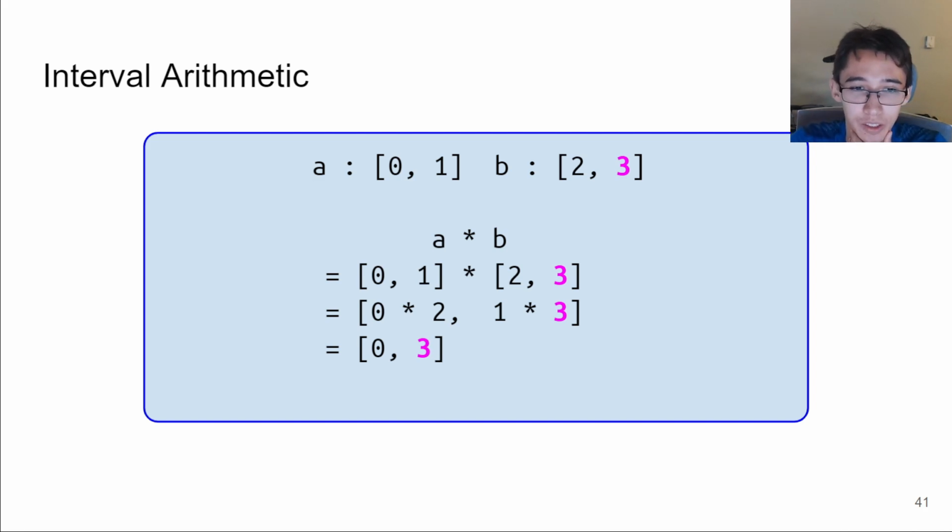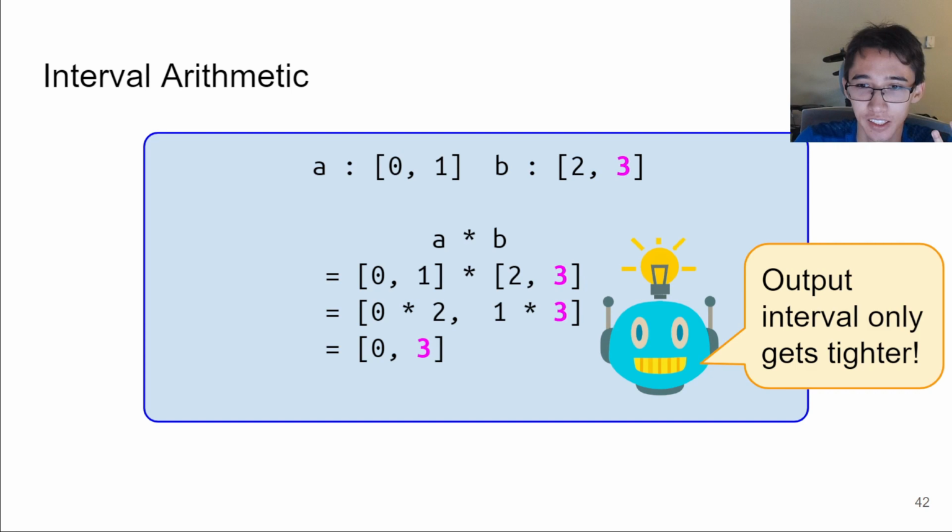And so by shrinking the input interval, we've also shrunk the output interval, and that's what I want to get out of this example. So the idea is that in interval arithmetic, one nice guarantee you get is that if you shrink or make the input intervals smaller than they already were, the output interval can only get tighter, it won't get wider ever.